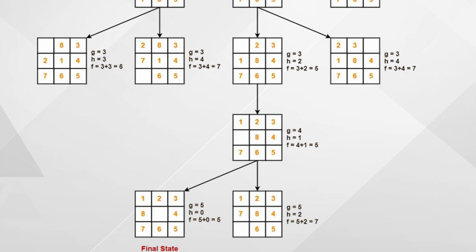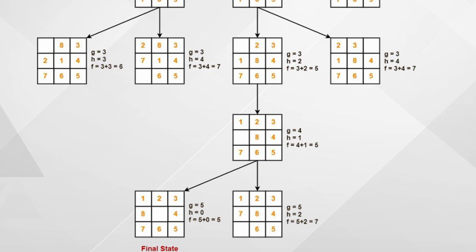So we will move from the minimum. So we have F is equal to 5. So we expand the next node. Here 1 2 3 blank, then 8 4 7 6 5. So our G is equal to 4, H is equal to 1. So F is equal to 4 plus 1 is equal to 5.